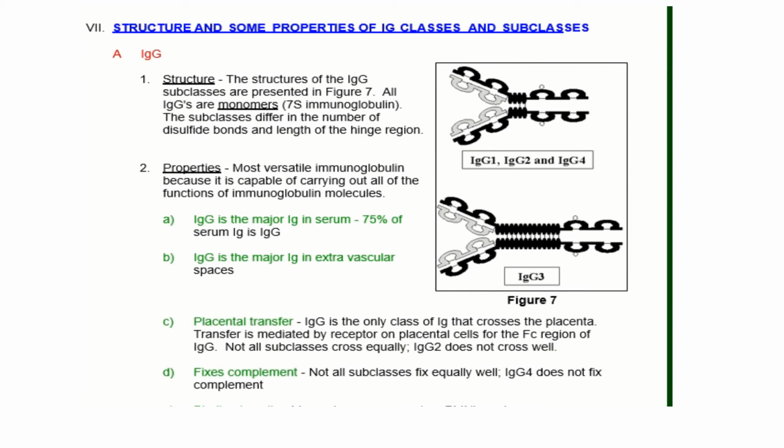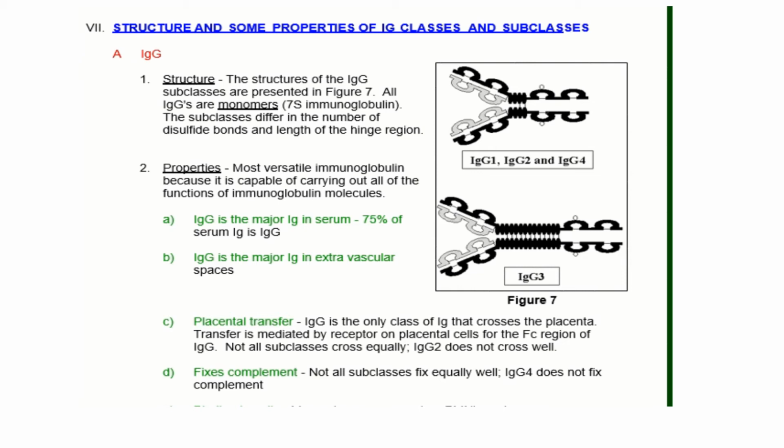Immunoglobulin G is the major immunoglobulin in the serum. It represents about 75% of the serum. Immunoglobulin G is the major immunoglobulin in the extravascular spaces. It is the only immunoglobulin that will pass through the placenta, and this gives protection to the neonate against different types of infection that their mothers are exposed to.